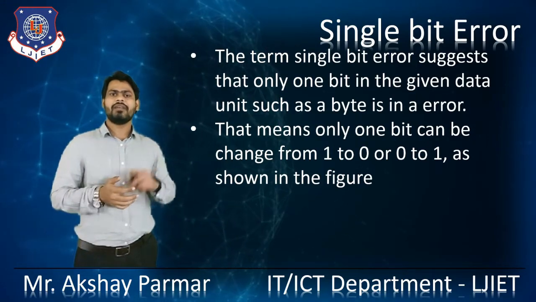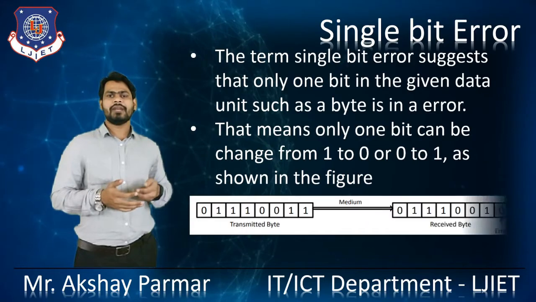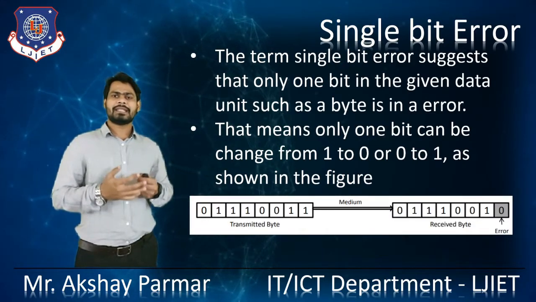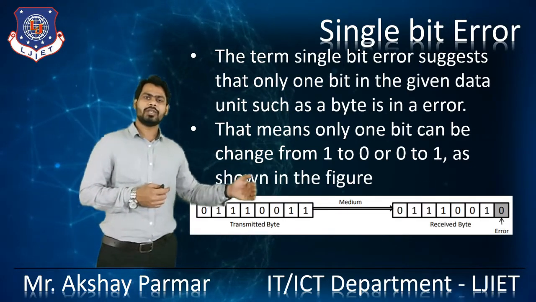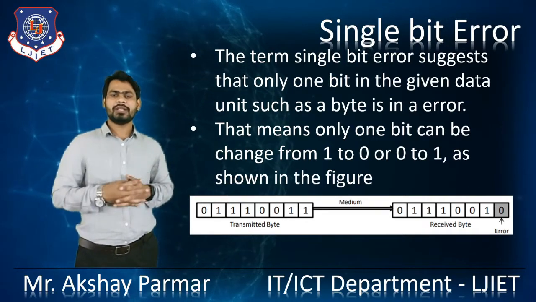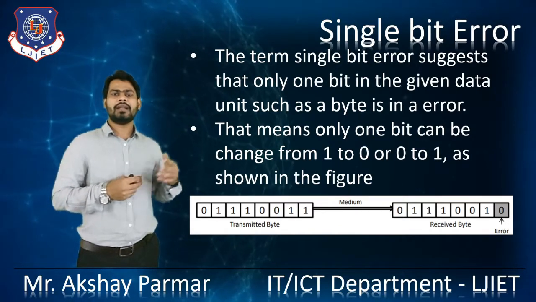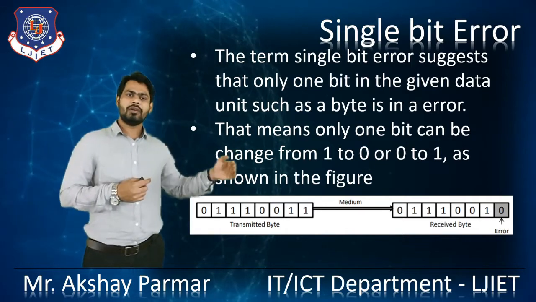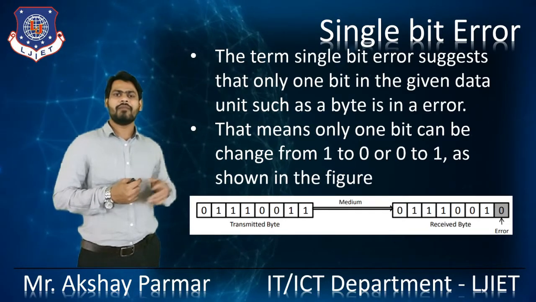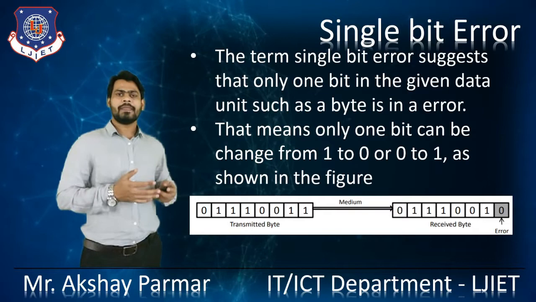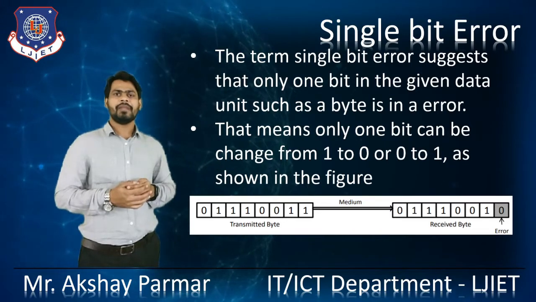That means only one bit changes from 0 to 1 or 1 to 0, as shown in the figure. In the figure we have taken an example: the sender has sent the data 0 1 1 1 0 0 1 1. During transmission, noise is mixed with the signal, and at the receiver end they receive 0 1 1 1 0 0 1 0. Here you can observe that the last bit is changed from 1 to 0. Only one bit is changed in the data, so it is called a single bit error.